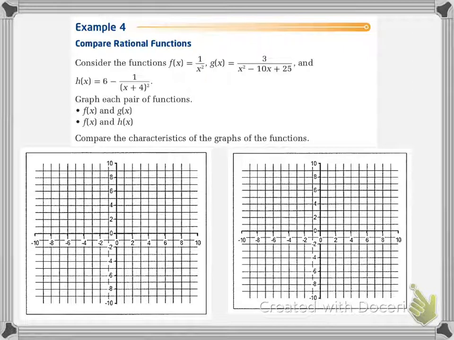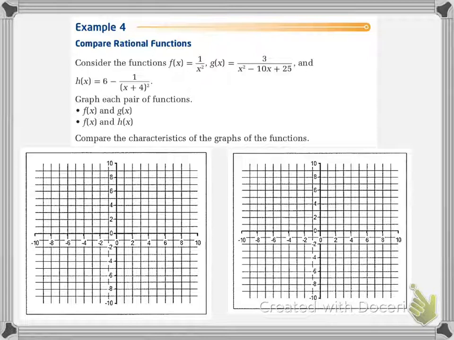Here we go in example 4. We're going to consider functions f of x is 1 over x squared, g of x is 3 over x squared minus 10x plus 25, and h of x is 6 minus 1 over x plus 4 all squared. They want us to graph pairs of functions. In the first graph, we're going to graph f of x and g of x.